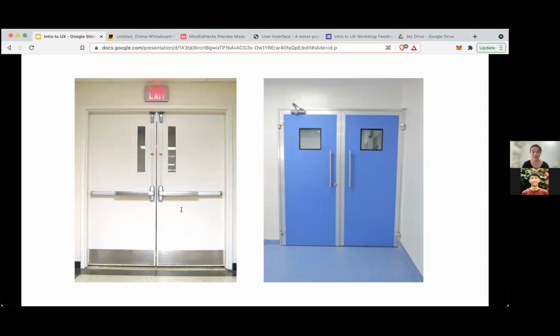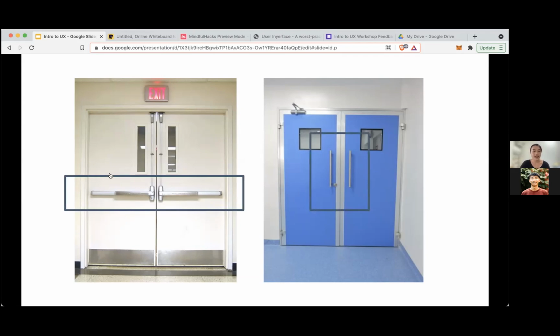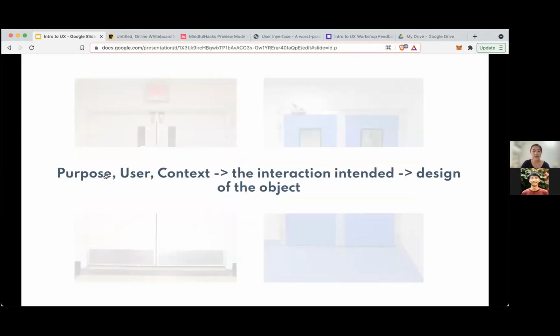So in this case, the purpose of an emergency exit door is to block fire and allow people to exit the building fast. And the people, the users, who will be using the door are human beings who can perform movement like push and pull. And third, the context is potentially designed for a fire emergency situation. So if the designer were designing an emergency door for a dog, it wouldn't look like this anymore, I assume. Okay, so as you can see, the purpose, user, and context of the object influence the intended interaction and hence influence the design of the object to suit the interaction.